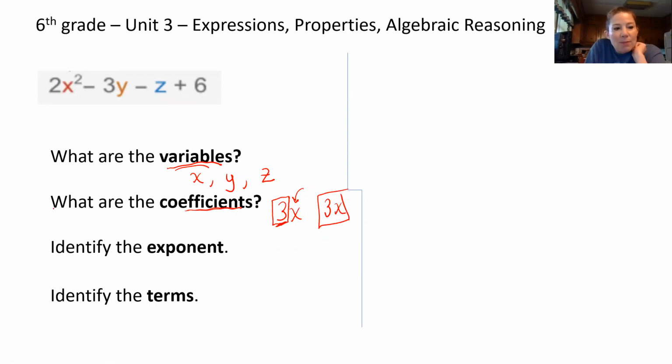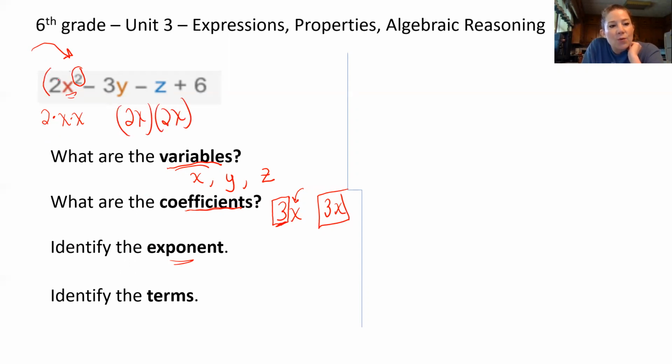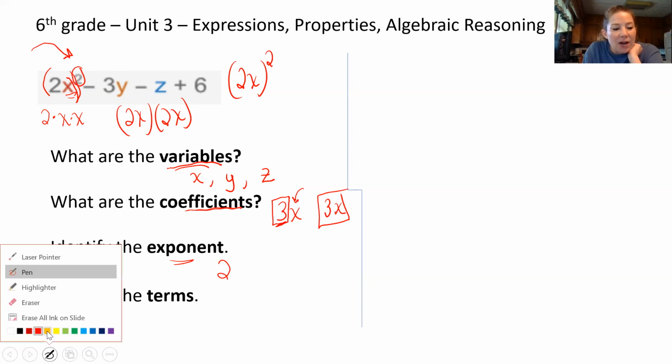All right, going back up to this whole long expression, we do have an exponent, and the exponent is 2. Now this doesn't say 2x squared as in 2x times 2x, only the x is being squared. If I wrote this out, I would write 2 times x times x. That 2 only belongs to the x. If it was 2x times 2x, then this whole thing right here would be in parentheses like that. Nevertheless, the exponent is 2, and now we're going to identify all the terms.